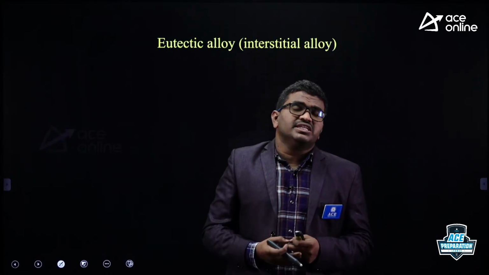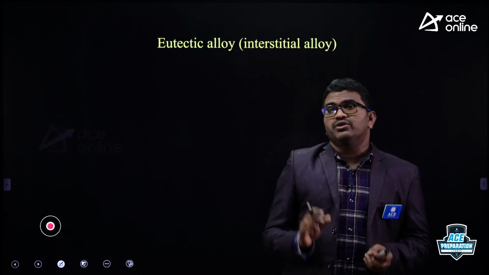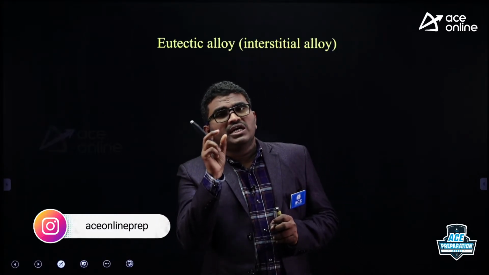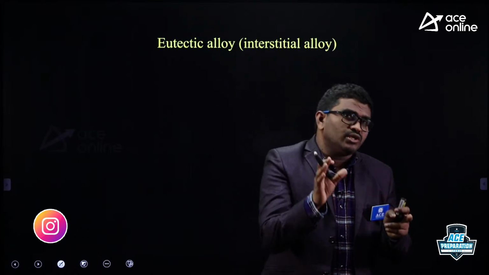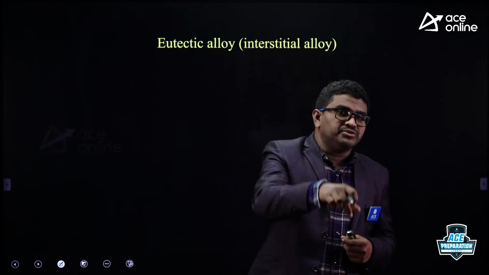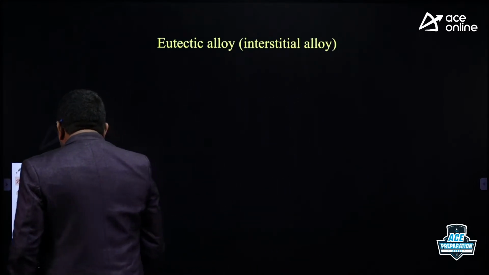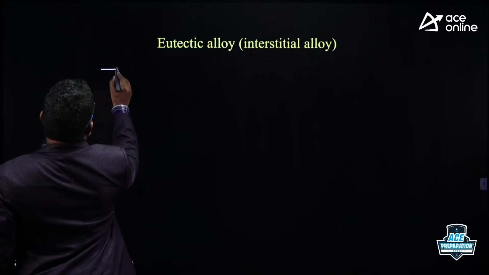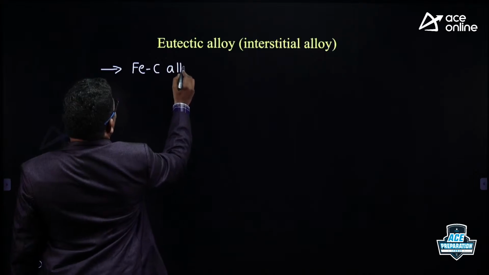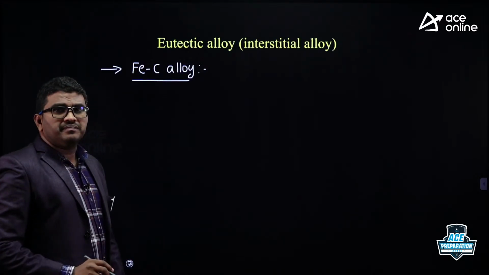But interstitial solid solution, interstitial alloy, means the solute atom, what do you mean by solute atom? The low concentration material in an alloy is the solute. The solute atom occupies an interstitial position. Now, what type of alloy are we discussing here? We are discussing iron carbon alloy. We are adding carbon to the iron. The x-axis is the percentage of carbon in iron, right?